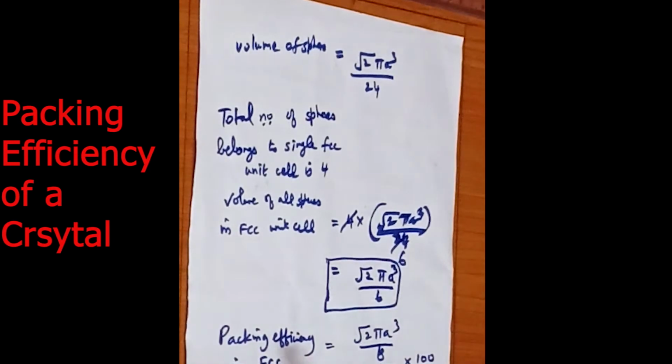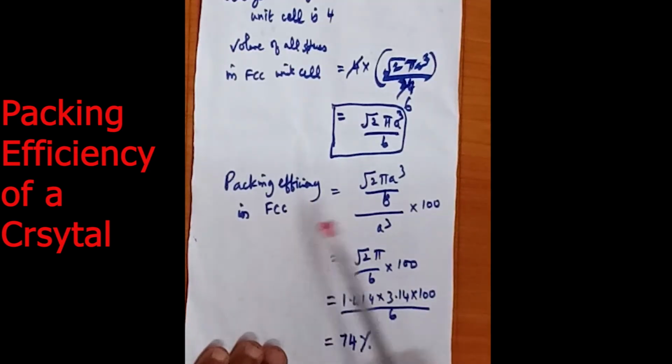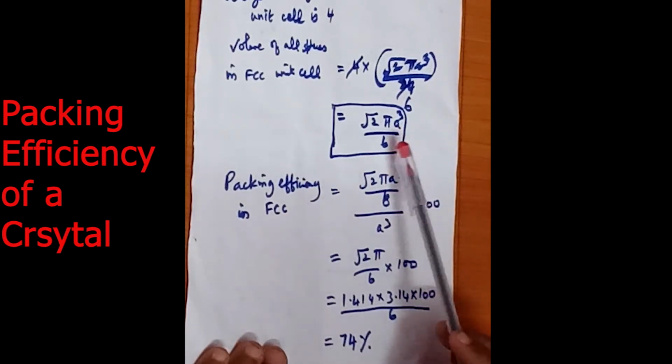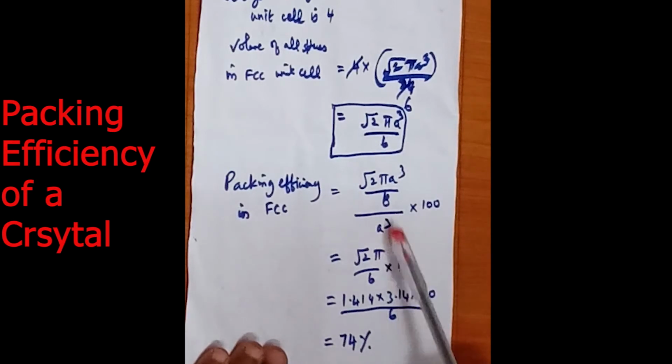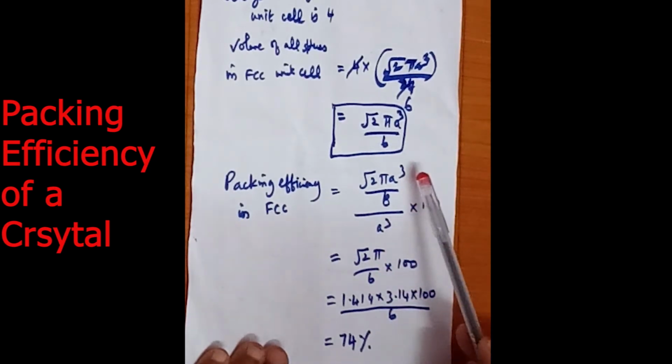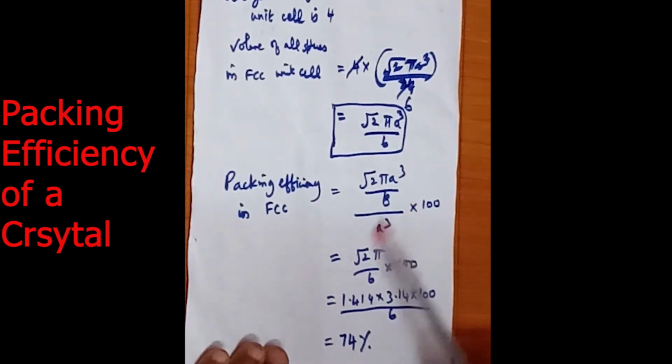So now for this you are determining the packing efficiency. So packing efficiency of face-centered cube equals the total volume of the spheres divided by the volume of a face-centered cube, which is always a cube. So when you divide, the a cube will get cancelled. So remaining will be root 2 pi by 6 into 100.